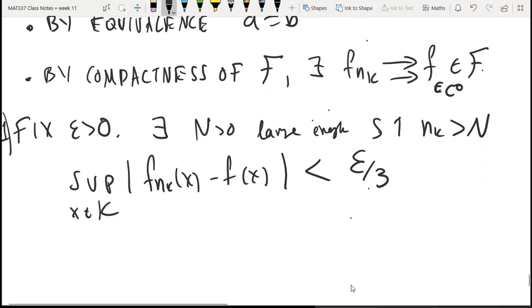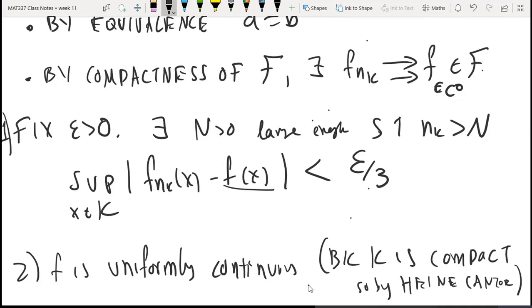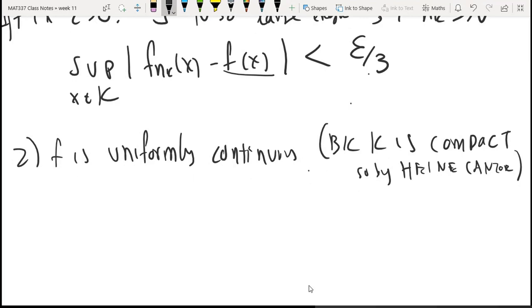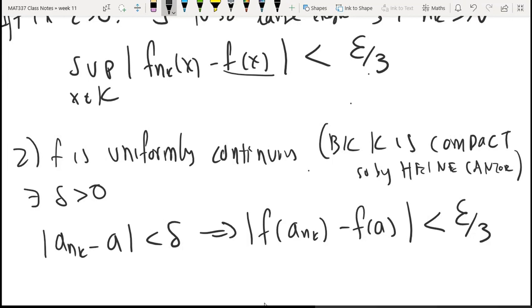Step two, this guy f is continuous. f is in fact uniformly continuous. Why? Because K is compact, and so we apply Heine-Cantor. All right. That tells you there exists delta so that |a_{n_k} minus a| being less than delta implies |f(a_{n_k}) minus f(a)| is less than epsilon over 3. And I think that's it.